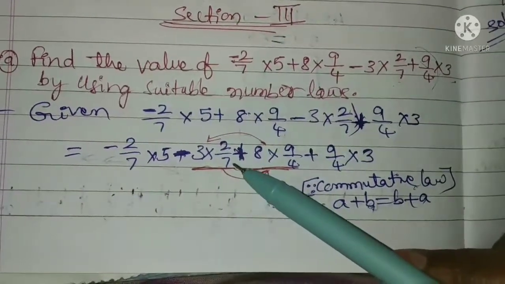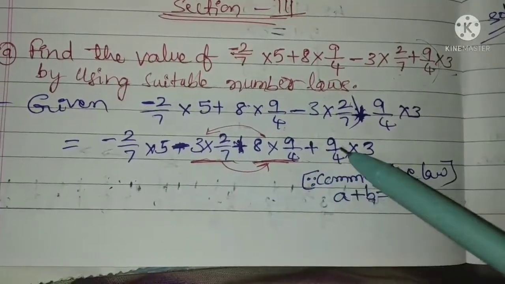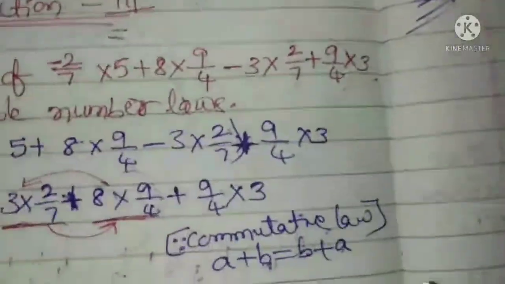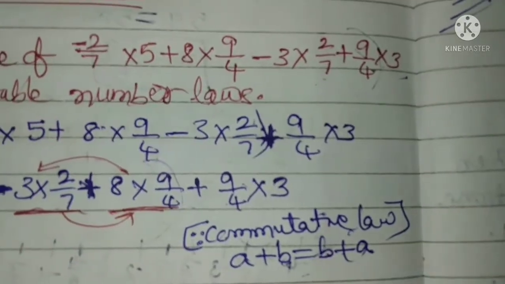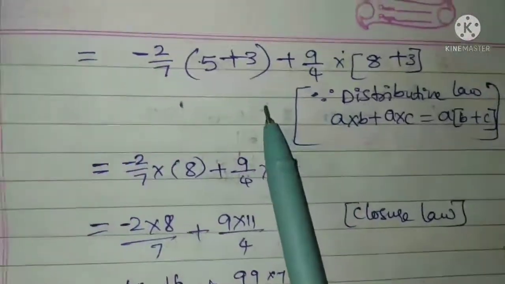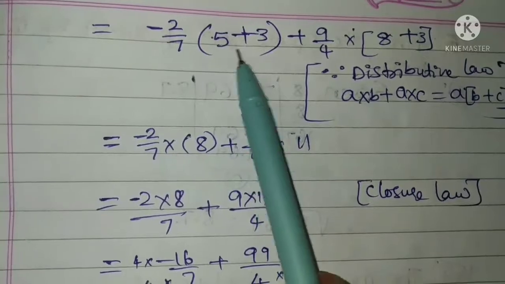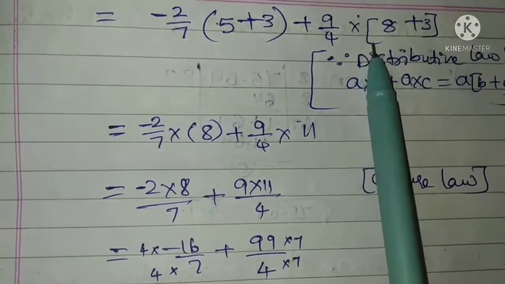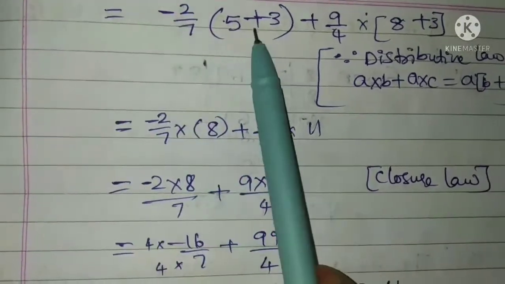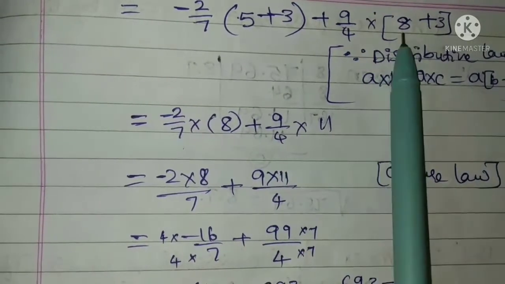Then here 2 by 7, 2 by 7 looks common among both of them, and 9 by 4, 9 by 4 looks common in these two terms. What is the commutative law? A plus B is equal to B plus A. If you change the order, the result will not change in the case of addition. Now if I take minus 2 by 7 common outside, 5 plus 3 is 8, and 9 by 4 into 8 plus 3, which is 11. Because I have taken minus as common outside, it becomes plus here. Minus 2 by 7 into 8, and here 9 by 4 into 11.